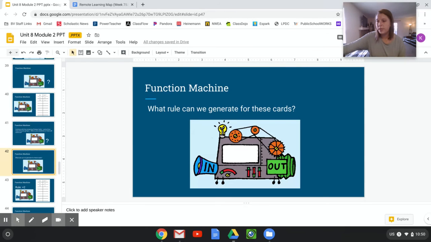So if I put 5 in the machine, what would come out? I would have to add 2. 5 plus 2, that would give me 7. Okay. What if I put 6 in? If I put 6 in the machine, the rule is to add 2. So what would come out? 8 would come out.